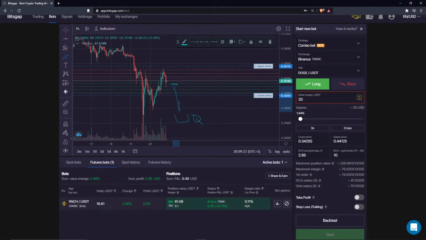Can I use any other exchange on the Combobot or only Binance? As of now, that's only Binance futures. That's enabled futures for the Combobot. And we are working on other exchanges as well. So stay tuned, guys. Stay tuned.